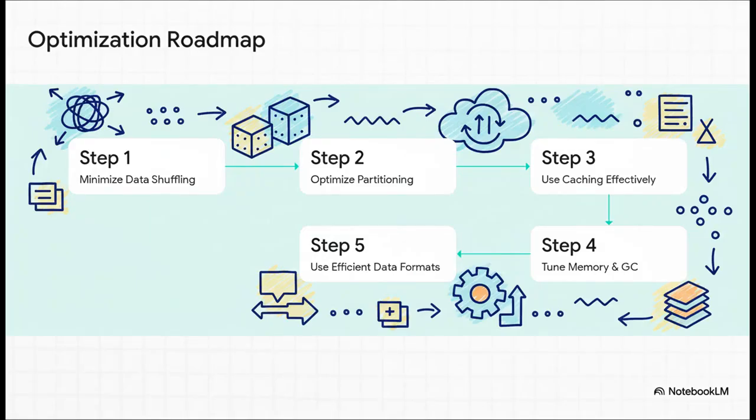So here's the plan. First, we're going to tackle that big shuffle monster. Then, we'll talk about organizing your data with partitioning. After that, it's all about smart caching, tuning your memory and garbage collection, and finally, using the most efficient data formats. Ready? Let's jump into strategy number 1.